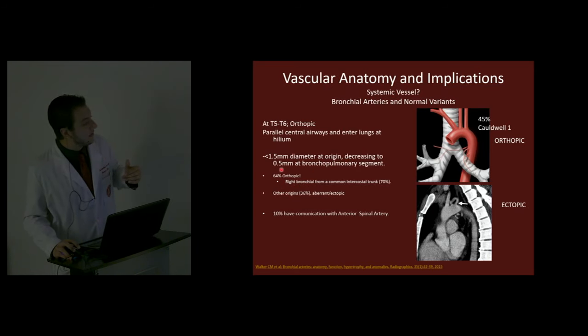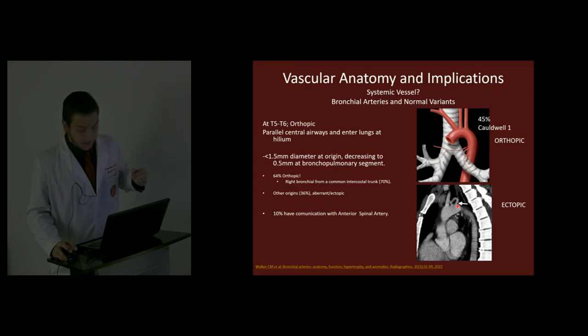64% of all bronchial arteries are orthotopic, and there's already a classification made by Caldwell and his collaborators that gave us a lot of different variations, which Dr. Haas covered a few classes before. 36% of the bronchial arteries are ectopic. Always remember that 10% of them communicate with the artery of Adamkiewicz. Here's an example of an ectopic artery arising superiorly from the aortic arch, between the left common carotid and the left subclavian arteries.